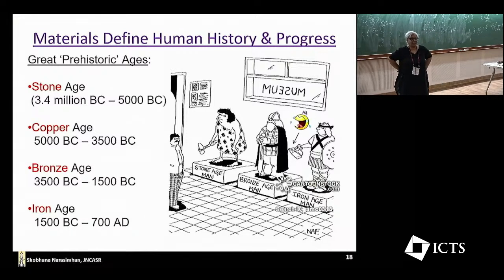Now, of all these, the age that fascinates me the most is the Bronze Age. Can you guess why, as a material scientist, the Bronze Age might be most fascinating? It's an alloy, so you have to make it. It doesn't exist in nature. Stone exists, iron exists, copper exists, but for bronze, you have to mix together copper and tin, and then you get a superior material. And it really fascinates me to think how they knew to do it, all those thousands of years ago.